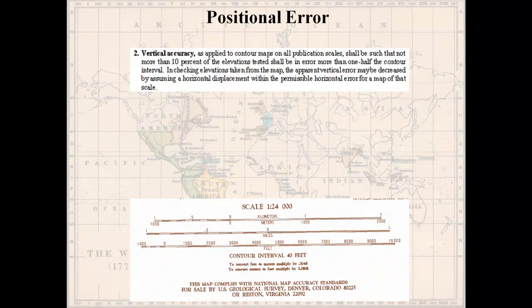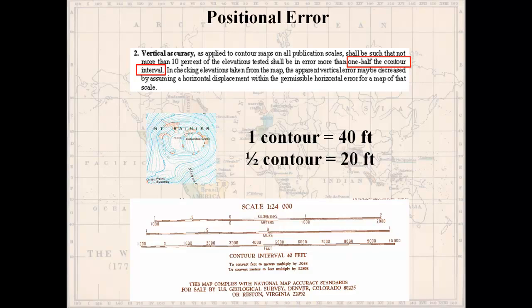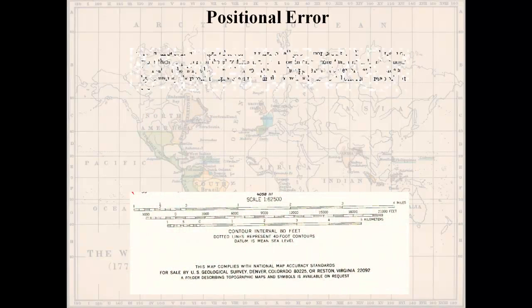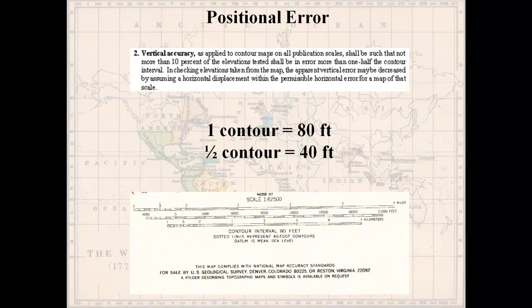How does it work for vertical accuracy? Well, the topo maps, this is one that's easy to remember. Vertical accuracy of a topo map is 1/2 of the contour interval. You go back to this block down here and you see that the contour interval for this particular map is 40 feet. So the vertical accuracy is such that no more than 10% of the elevations on that map are off by more than 20 feet. If we go to a map that has a different contour interval, we're going to have different positional error. In this case, it's 80 feet. So 80 feet contour interval is going to give us 40-foot vertical positional error.